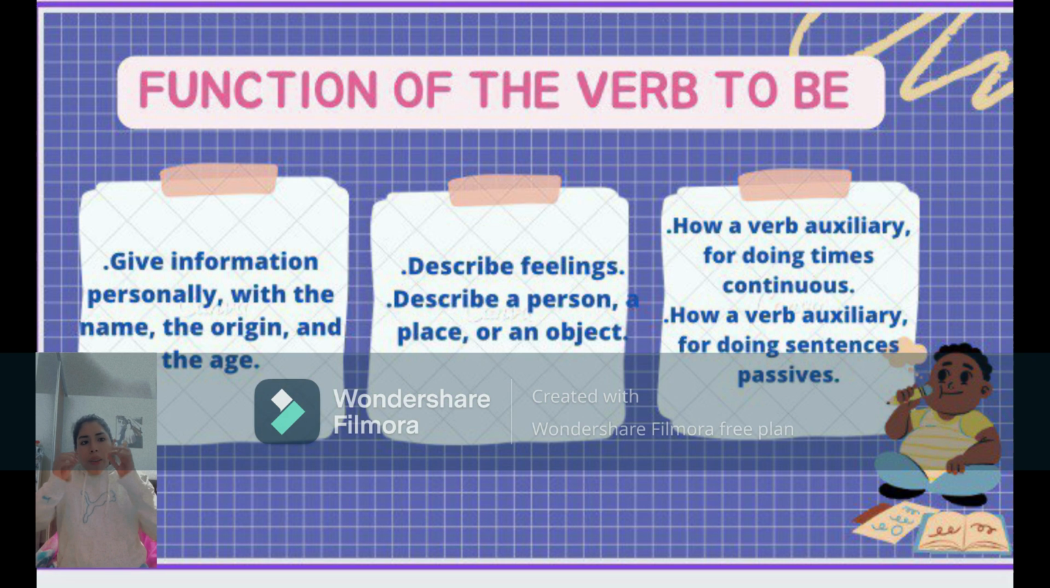Now, we will see some functions of the verb to be. The verb to be is used in many ways, such as to give personal information like name, origin, and age. Also to describe feelings, or to describe people, places, or objects. But the most important function is as an auxiliary verb to make continuous tenses and also to make passive sentences.